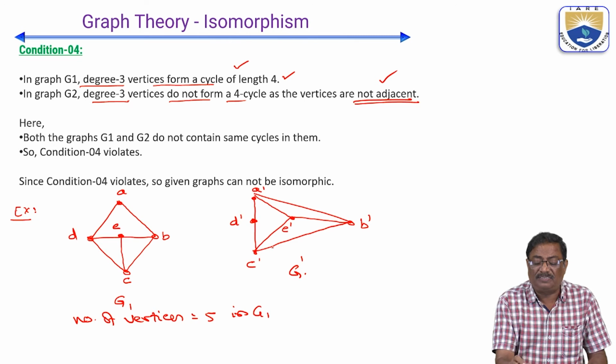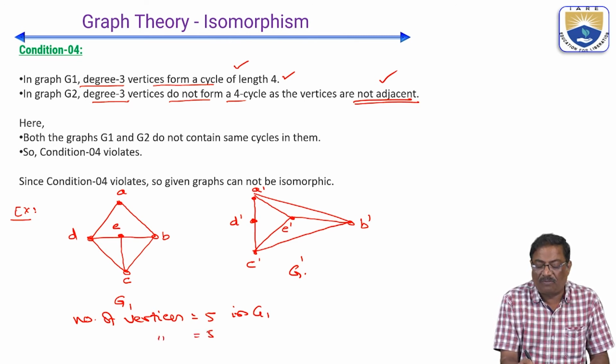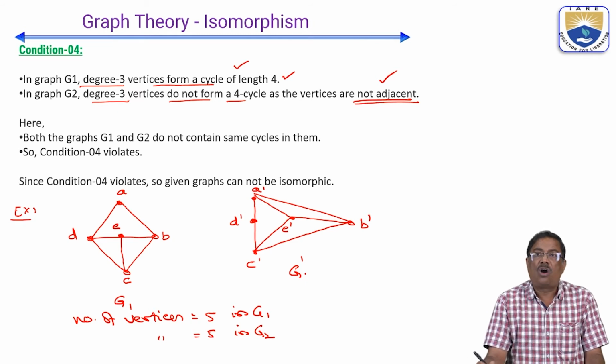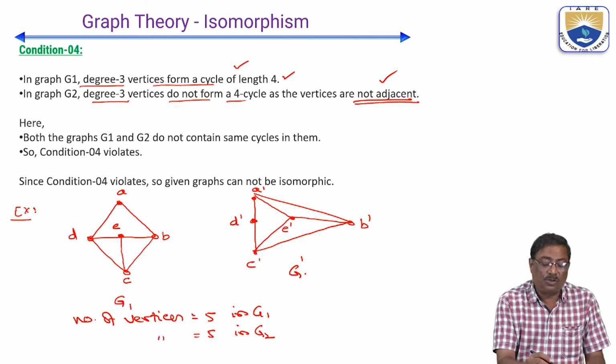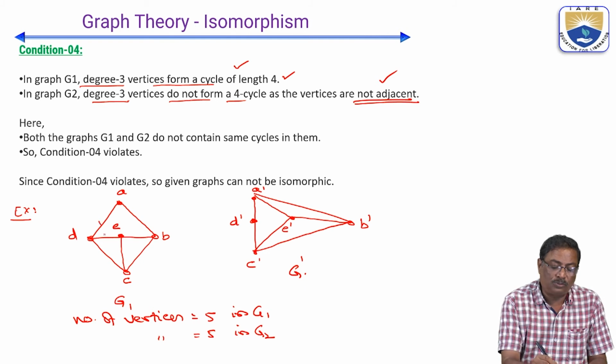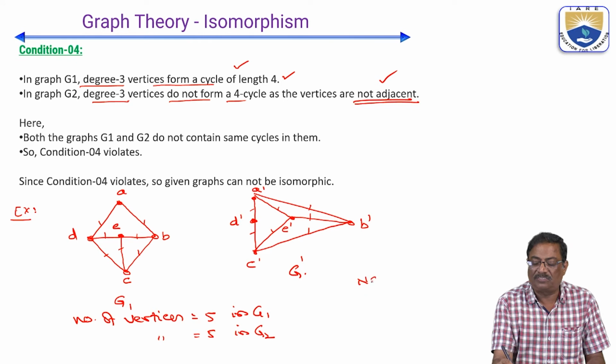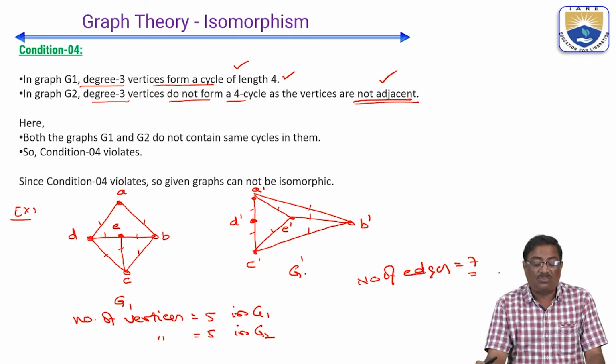And the number of vertices in G2: 1, 2, 3, 4, 5. So the number of vertices is 5 in G2 also. So the first condition is satisfied. Now the second condition, how many edges does it have? 1, 2, 3, 4, 5, 6, 7 edges. Here also 1, 2, 3, 4, 5, 6, 7 edges. So the number of edges is 7 in both graphs. So the second condition is also satisfied.